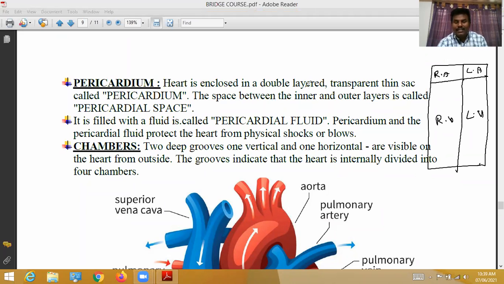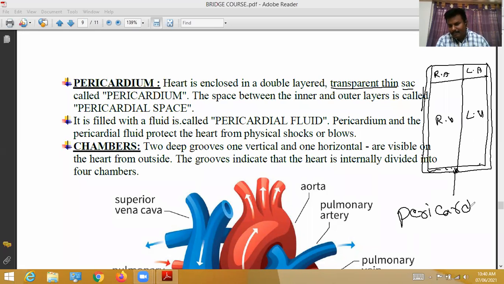So the heart is enclosed in a double-layered, transparent, thin sac called pericardium. These two layers are very thin. This is called pericardium.